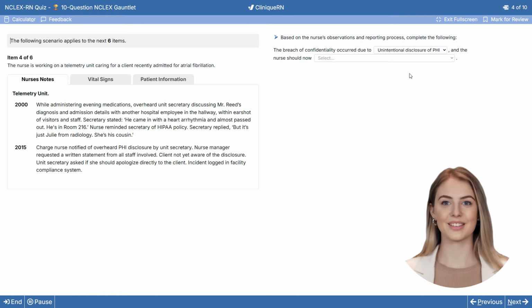1. Ask the client to file a HIPAA complaint. 2. Provide staff with a privacy policy brochure. 3. Follow the institution's procedure and submit written documentation. 4. Contact the cousin from radiology to clarify her intent.